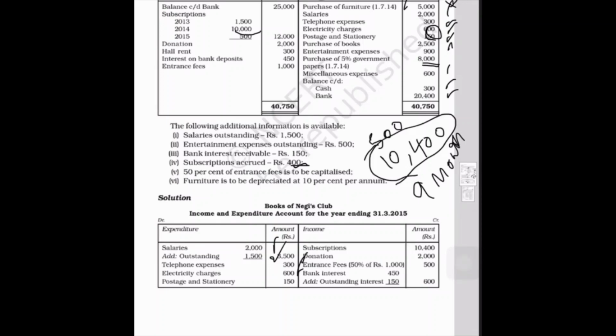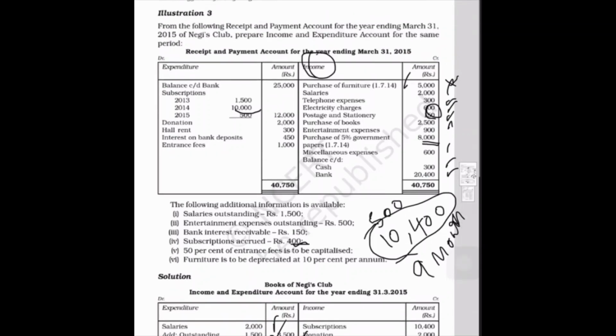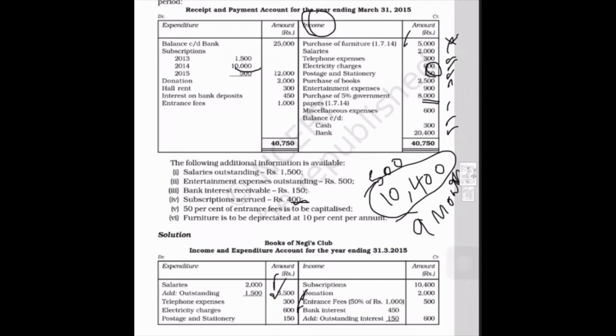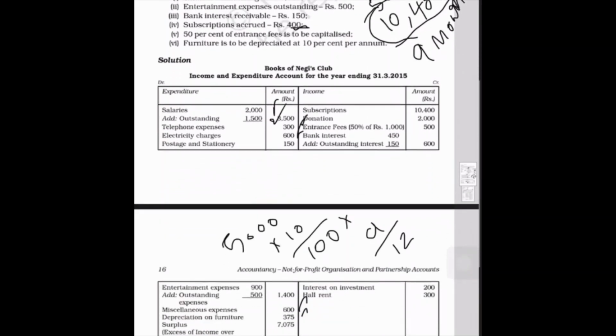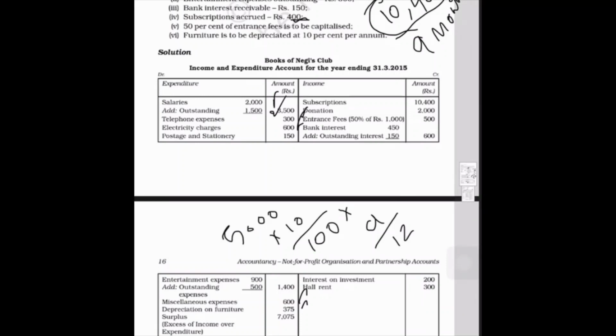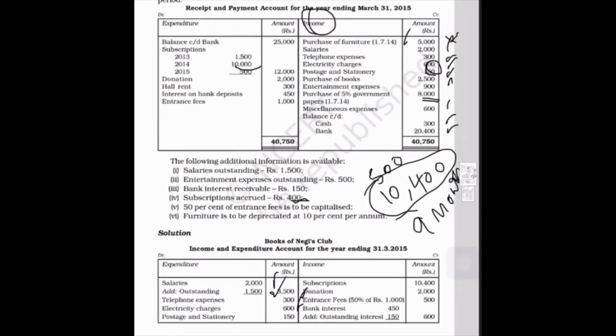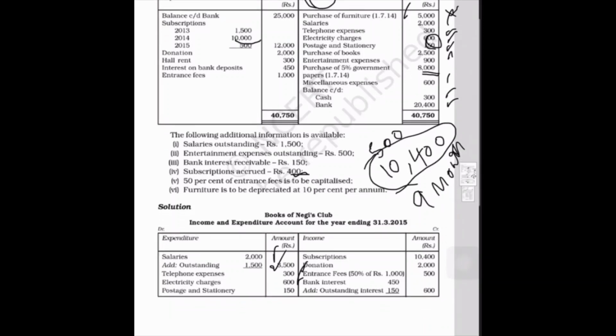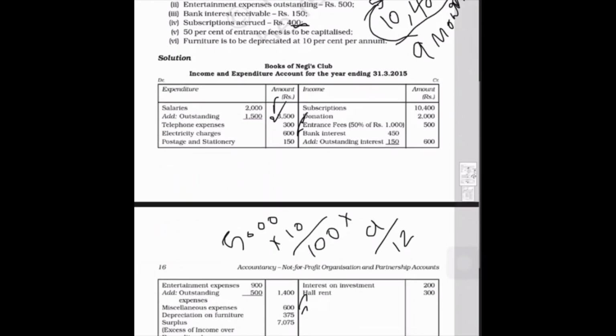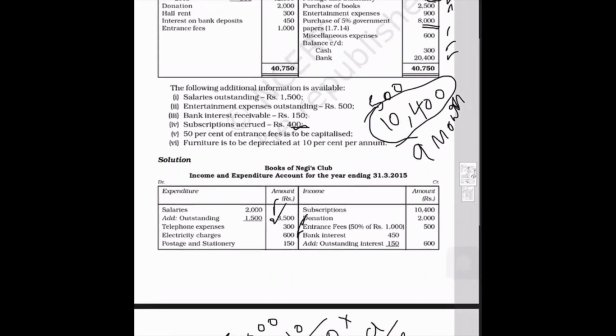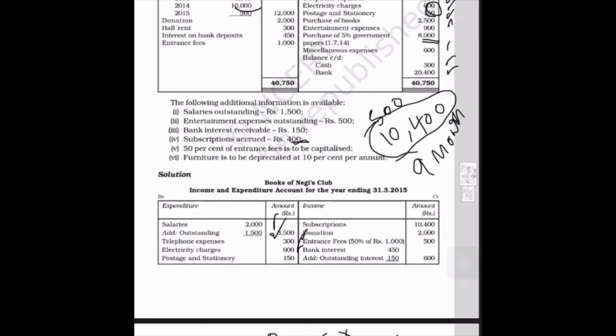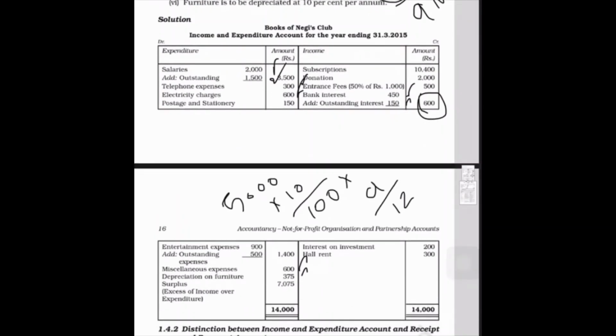And then donation rupees 2,000. Straight away you can put it. And then hall rent, it is also income, 300 rupees. And then interest on bank deposits. Apart from interest on bank deposit, there is an adjustment in bank interest receivable, I mean accrued interest 150. So as per the receipts and payments account, the bank interest 450 and then outstanding interest 150. If we add, 600 rupees.